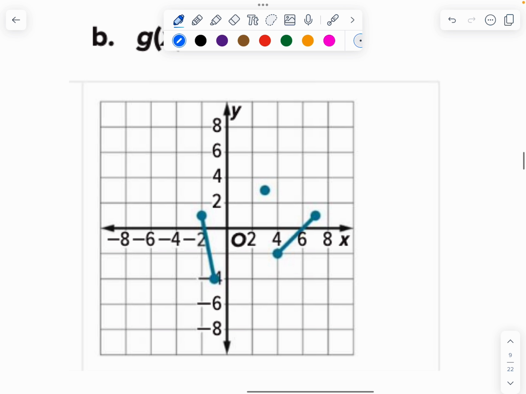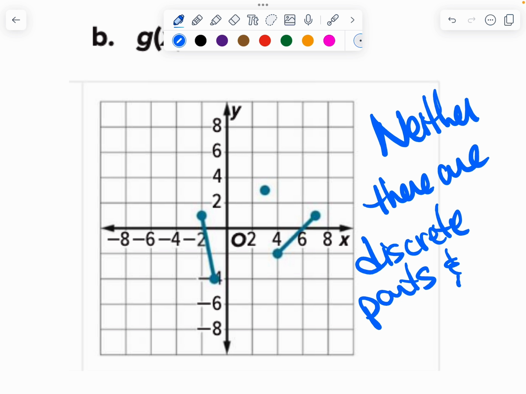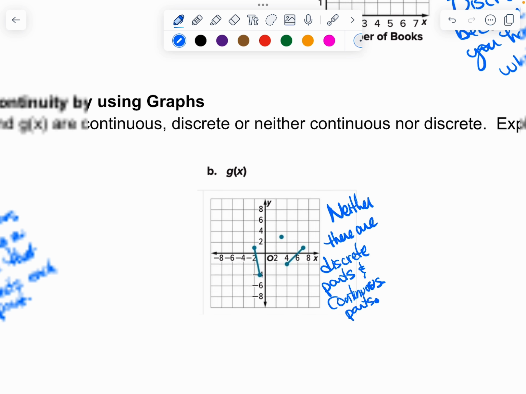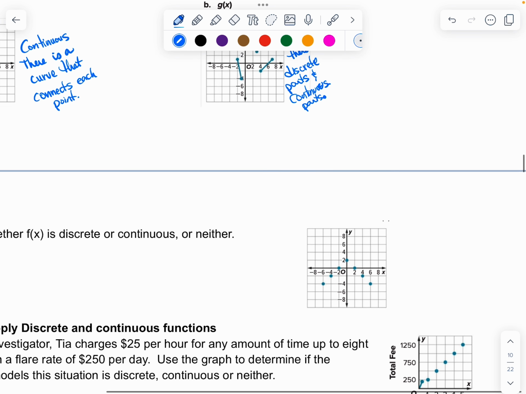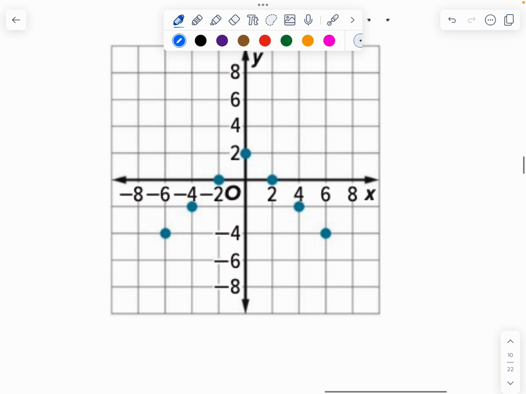This next one, they're not all connected, so neither. There are discrete parts and continuous parts. Okay, so let's look over at this one. Is it discrete or continuous? It is discrete.